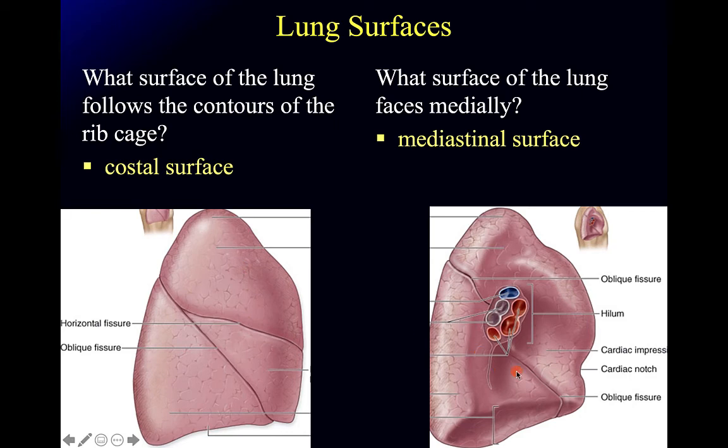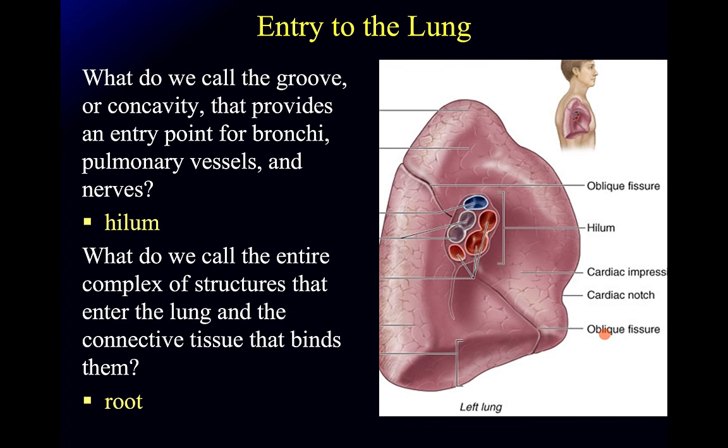Then we have that medial side, which is the mediastinal surface, which is going to face, obviously, the mediastinum. It's going to have the heart fitting in it, so we see our left lung here represented with that cardiac impression. That's going to be on the mediastinal surface. Now, we do find something interesting going on there. There's an indentation referred to as the hilum, which is a concave section of an organ, whether it's the lung or the kidney or even a few of our other organs, where vessels or tubes go in and out.